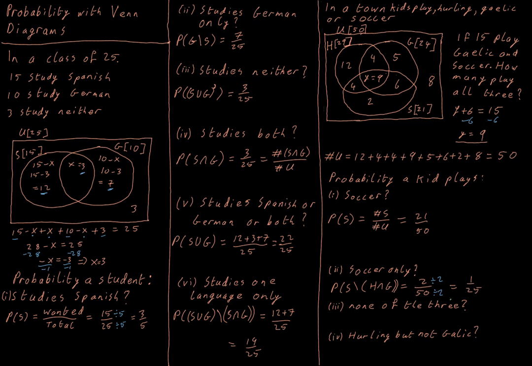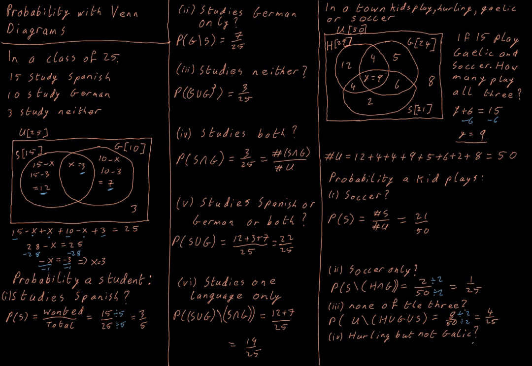None of the 3. So there are some people in the town who don't play any of those games. That's going to be the probability of selecting someone who doesn't do any of the 3. And that's going to be the universe, not the union of all 3 sets. That's 8 out of 50. That's the people out here. And that simplifies to 4 out of 25.